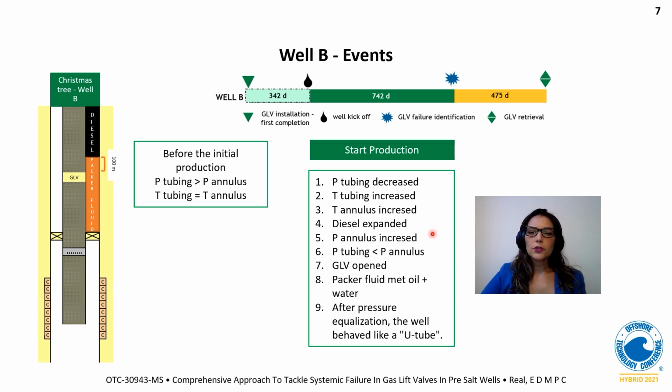When the annulus pressure became greater than the pressure inside the tubing at the depth of the valve, the gas lift valve opened, and the packer fluid met oil plus water. After pressure equalization, the well behaved like a U-tube.